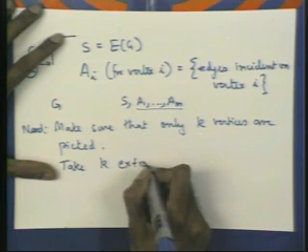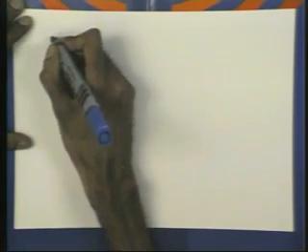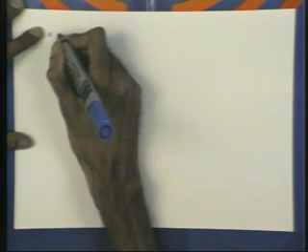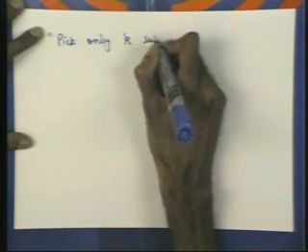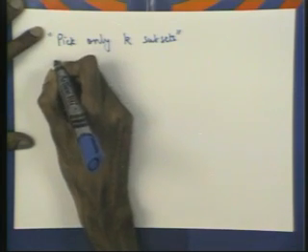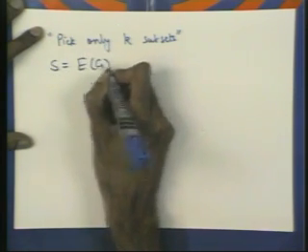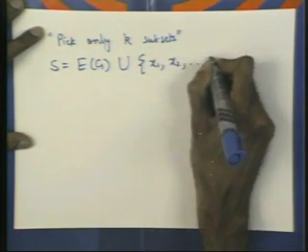This problem is easily fixed actually. So what we do is this. We take k extra elements. What we are shooting for is to pick only k subsets. So S now, apart from E of G, will have some k extra elements, let's say x1, x2, and so on up to xk.